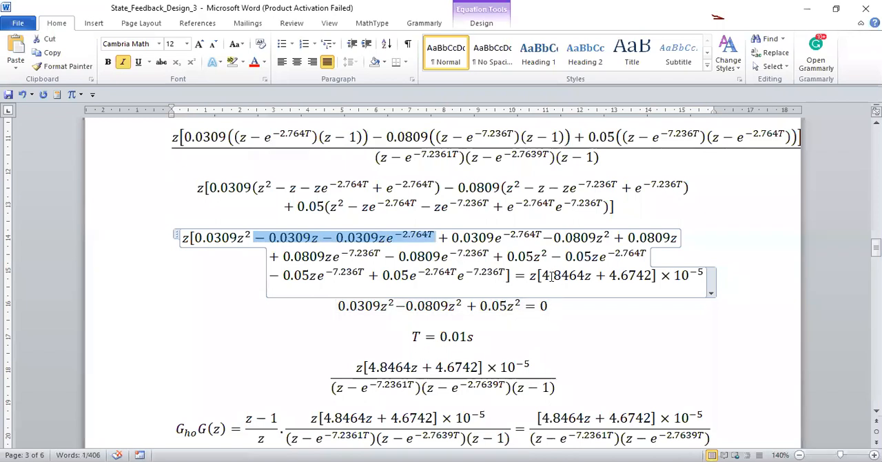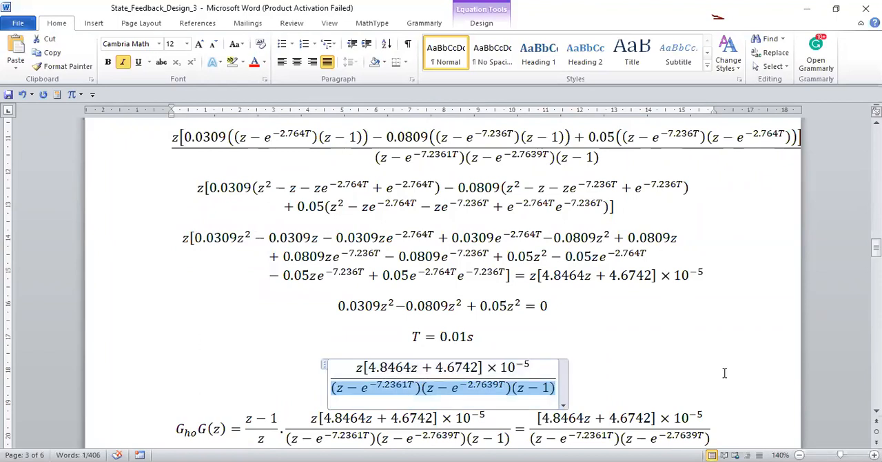And when you add all the z terms together, you arrive at this times 10 raised to the power minus 5. Then the terms that don't have a coefficient, when you add them together, you arrive at this times 10 raised to the power minus 5. So the numerator reduces to this, while your denominator is this.